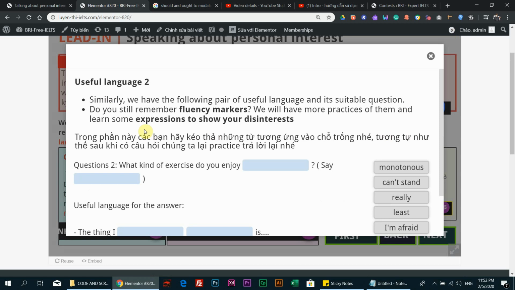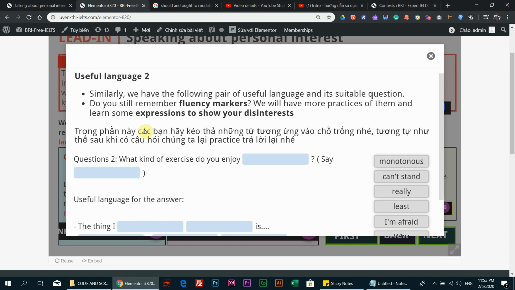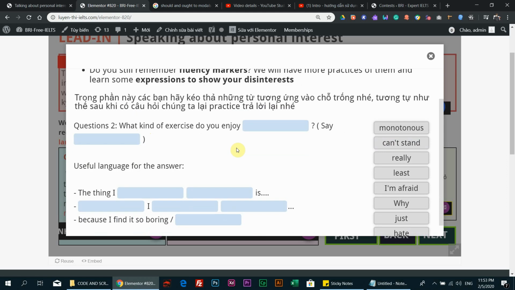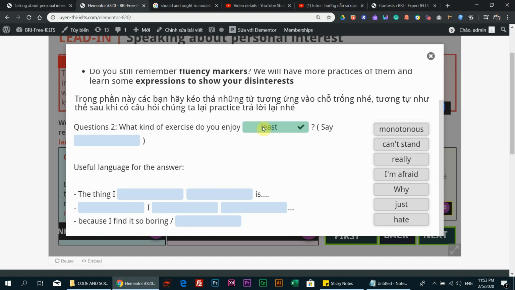So you would do the same, but this time I have a different approach to this similar set of questions and answers, not answers, but the useful language for you to use to answer. So this is not fill in the blank, but drop the text into the answer. Okay, so here they have the question: what kind of exercise do you enjoy? Okay, so if you have to say the least, okay, least.